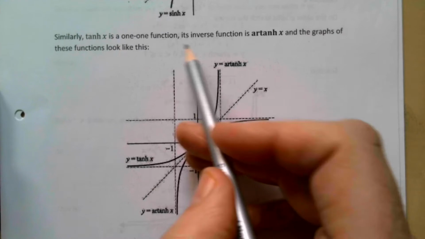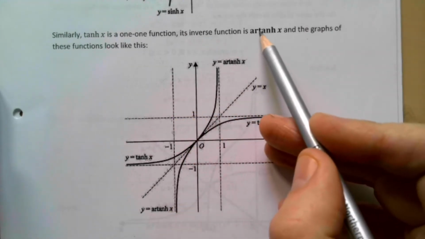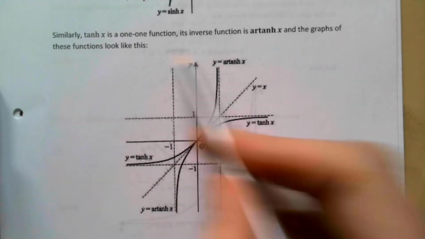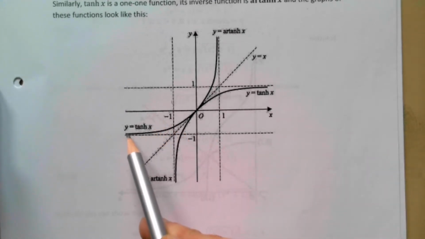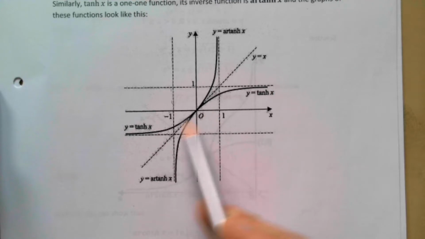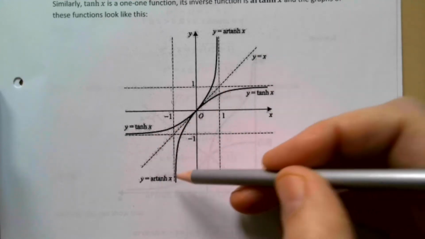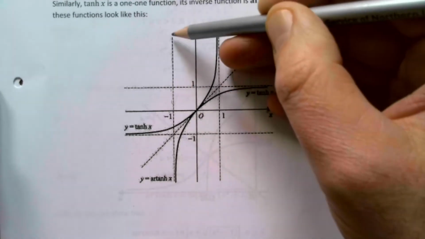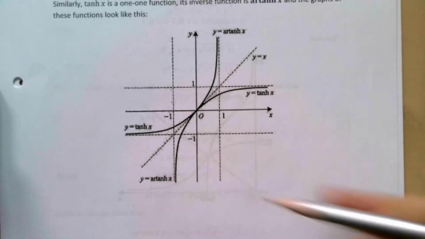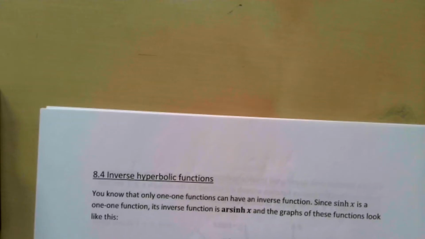Similarly, tanh is a one-to-one function. Its inverse function is artanh, and the graphs of these functions look like this. If you remember a couple of videos back, the graph of tanh looks like this. Reflecting in y equals x, artanh is going to look like this, now with new asymptotes at x equals minus 1 and x equals 1.